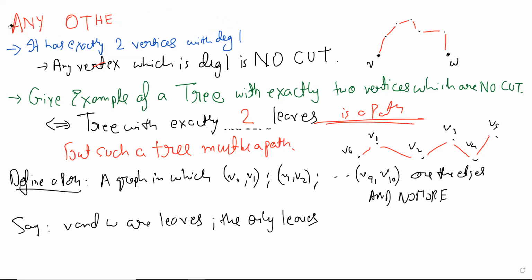So I gave a rough explanation. So V and W are leaves, right? V and W are the only leaves. Okay. Then you want to show that. Intuitively it's fine, but the point is you're not able to prove it. Show that T is a path.